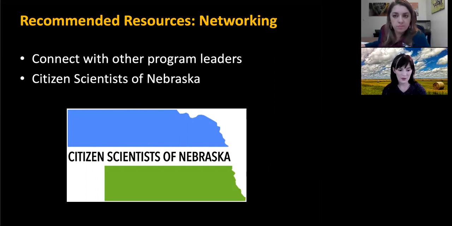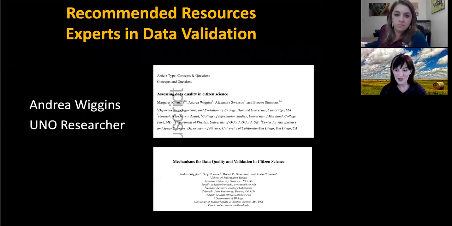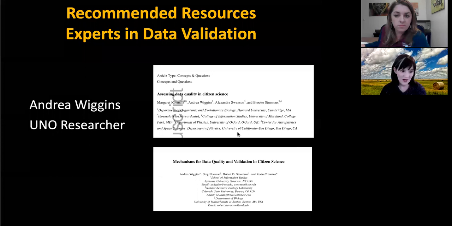So leveraging some of the communication platforms through this network would be valuable. I would say take advantage of experts in data validation. It just so happens that there's a researcher here who's published on data validation at UNO. I tried to get her for this presentation, but she wasn't available, so you got stuck with me. But these two papers are ones that I've referenced for this presentation.